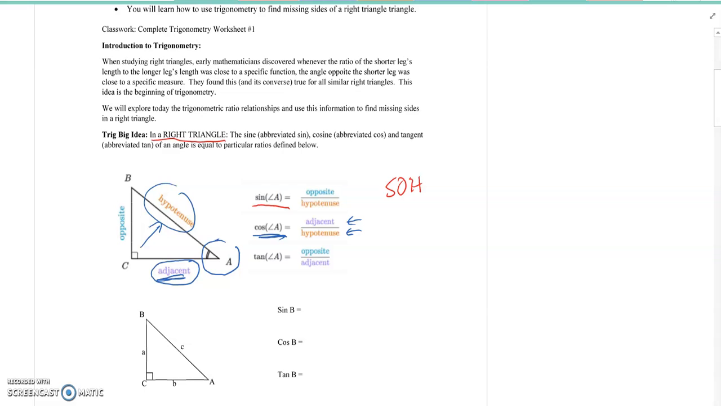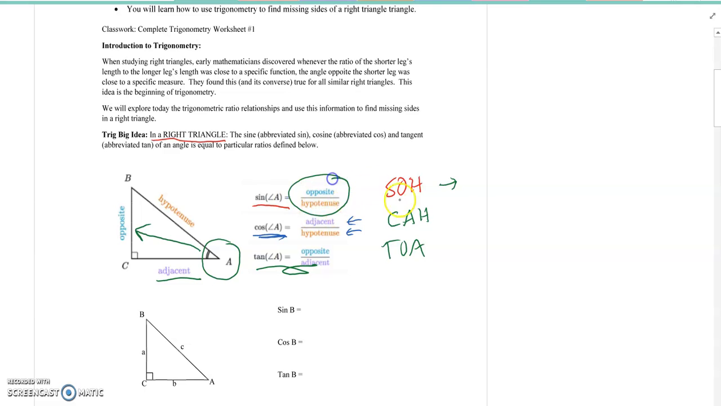And then the tangent is opposite, so once again, here's our angle, and this is opposite the angle, divided by the adjacent. And the adjacent is the one next to the angle that's not the hypotenuse. So cosine, we say CA, and tangent, we say TOA. So sine, opposite over hypotenuse, cosine, adjacent divided by hypotenuse, and tangent, opposite divided by adjacent.